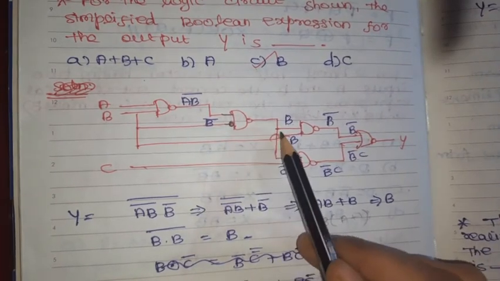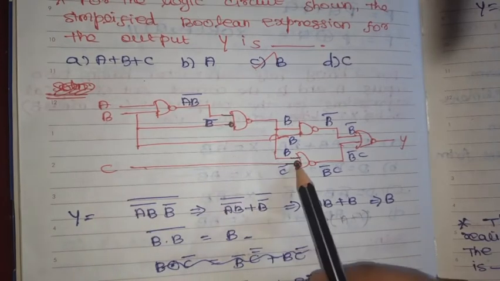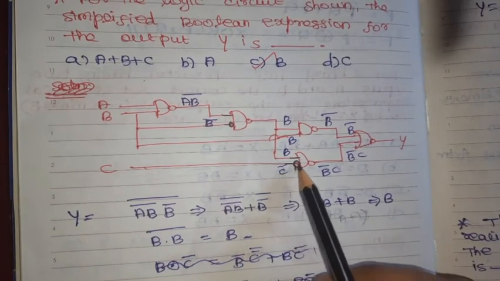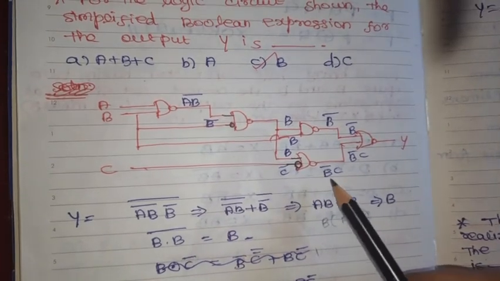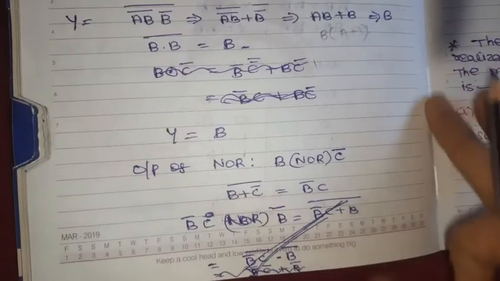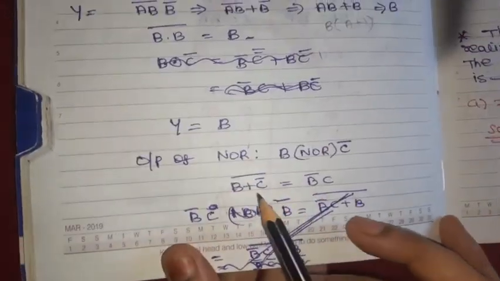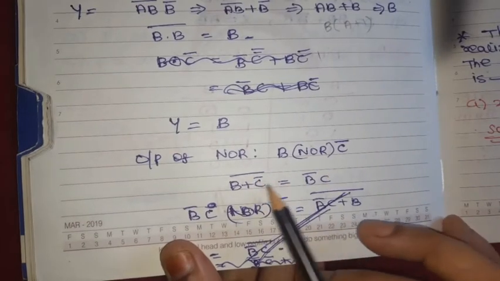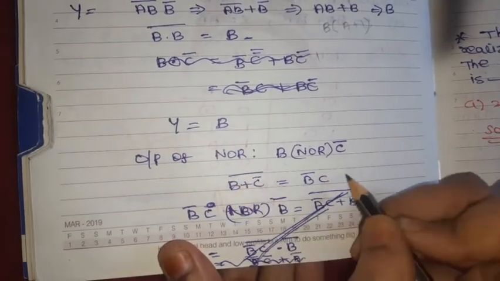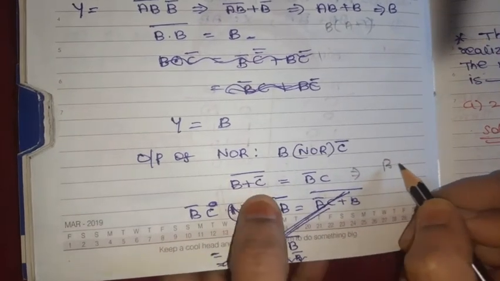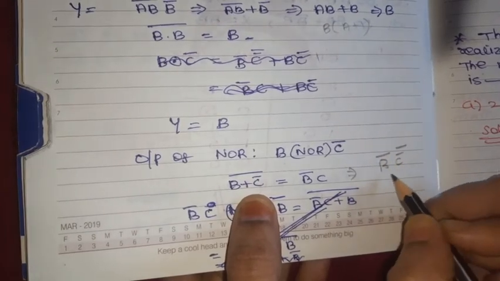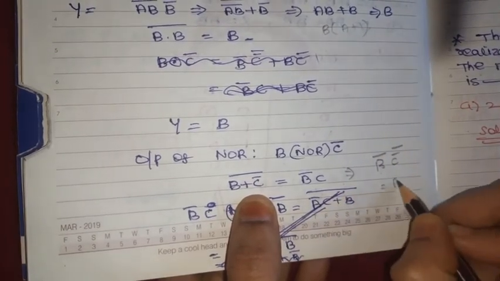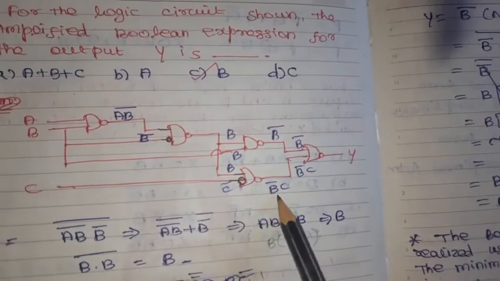Then again this is also B, B will come here. This is C, bubble given, so C bar. What is the output of this? NOR gate, right? This one, B NOR C bar. What will we get? B plus C bar, the whole bar. So break the bar here: B bar, and change the sign, C double bar. So B bar C. We are getting B bar C here, B bar C here.